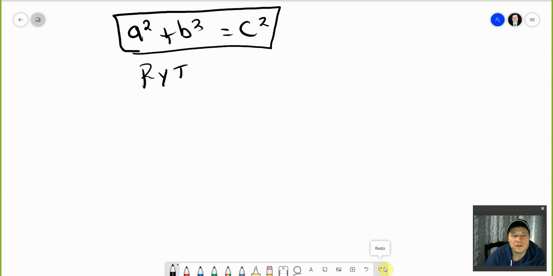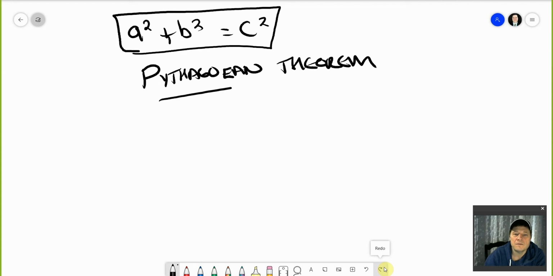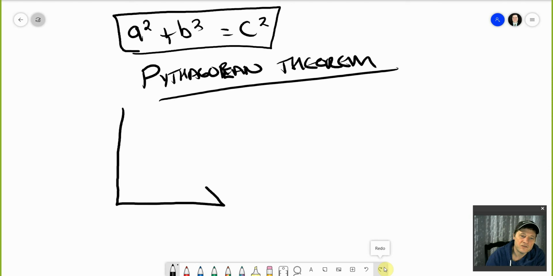That's not supposed to be an R. Okay, the Pythagorean theorem. There's got to be an R in there too. All right, so how does this work? It works with a right angle triangle. So let's take this triangle, right angle.